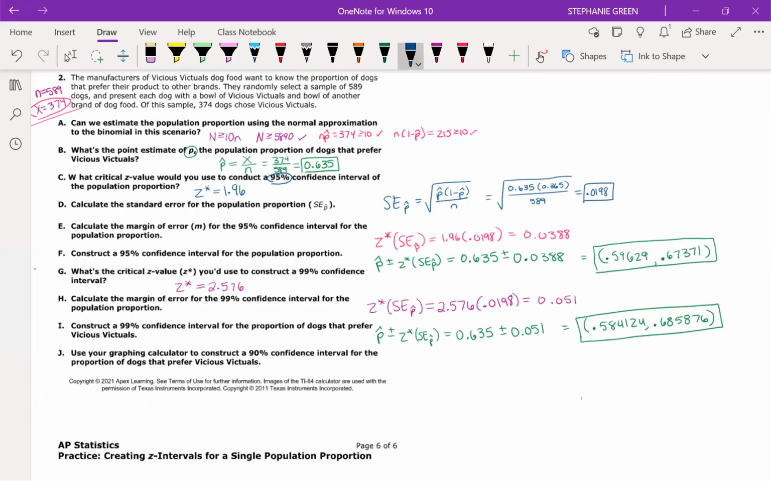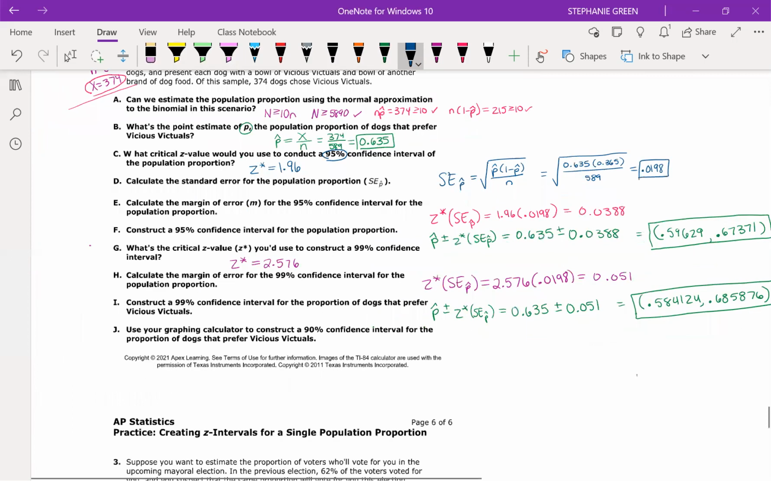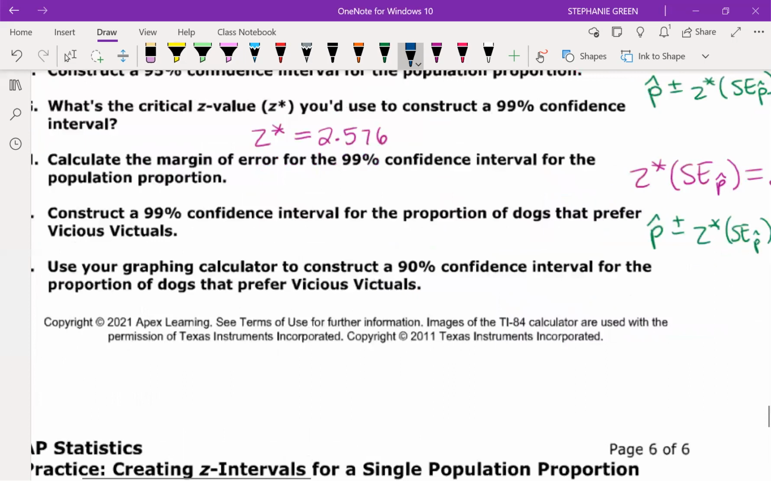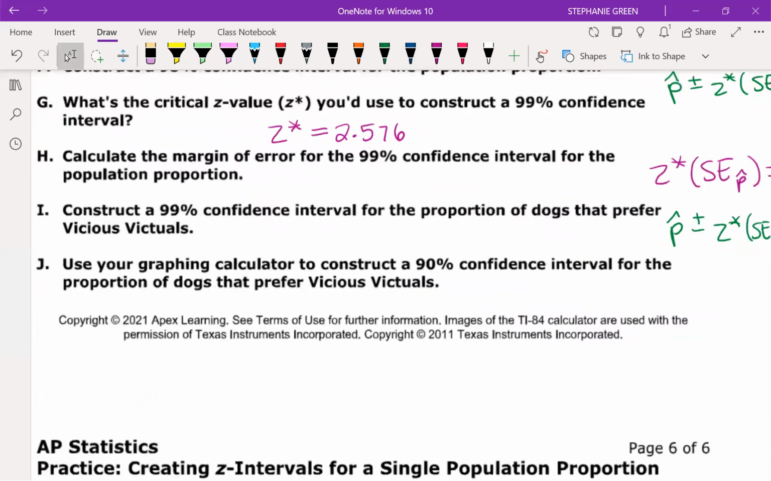All right, moving right along. J, use your graphing calculator now to construct a 90% confidence interval for the proportion of dogs who prefer vicious victuals. So let's get out our calculator. In the 4.1.1 video, we talked about how to do this on your calculator. Turn it on first, of course. We go to the stat menu, go over to tests, and we're looking for a one sample proportion, and we're doing a z interval, not a test, not a hypothesis test, a confidence interval. So one prop z interval, there it is on my calculator, it's option A.